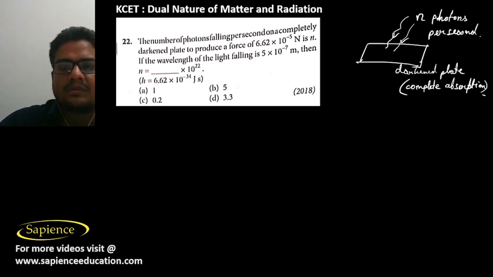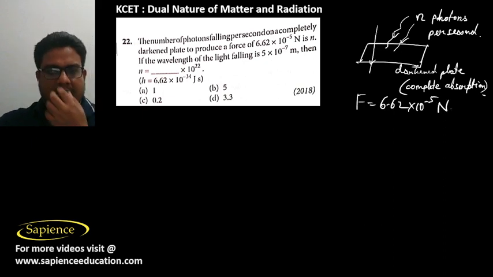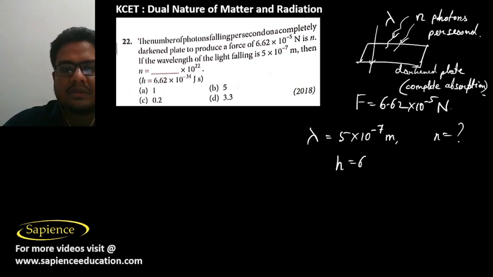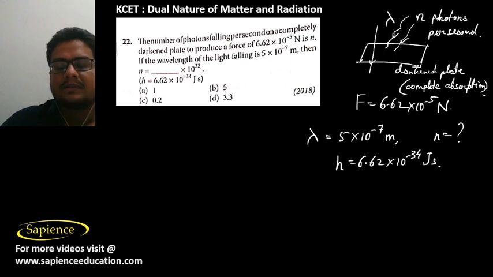Then a force is produced on it. The force produced is 6.62 into 10 power minus 5 Newton. If the wavelength of the light that is falling, that is lambda, is 5 into 10 power minus 7 meter, then n is equal to how much? And we have to take the Planck's constant as 6.62 into 10 power minus 34 joule second.